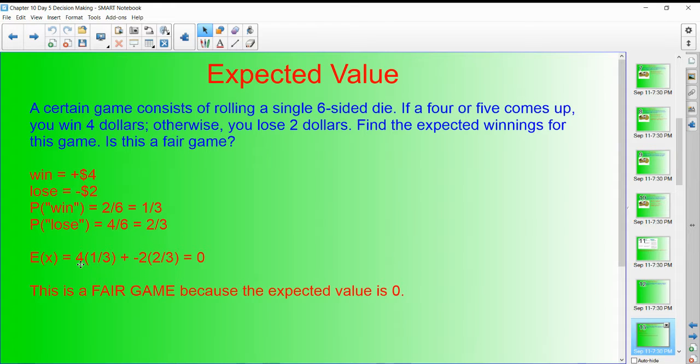So 1/3 of the time I'm going to win $4. 2/3 of the time I'm going to lose $2. This is exactly like the card one, where I only had 3 cards. Here I have 6 outcomes on the die, but I really split it into 2 outcomes. And this is a fair game. The expected value is 0. Sometimes I'm going to win, sometimes I'm going to lose. If I do it a million times, I should expect to have about $0. 0 won, 0 lost.